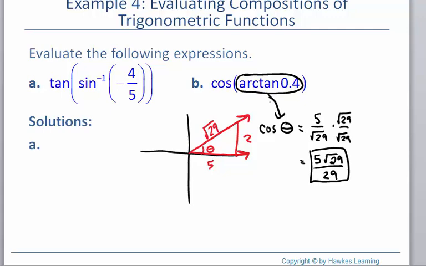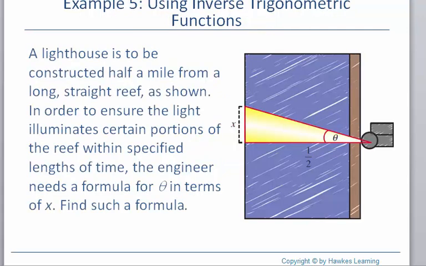Okay, we're going to look at a couple of other examples, some applications that use this same idea. Okay, so our next example asks us to find a situation where a lighthouse is to be constructed half a mile from a long straight reef as shown. All right, so we want to construct a lighthouse from the reef. We know that in order to ensure the light illuminates certain portions of the reef, the engineer needs a formula for theta in terms of x.